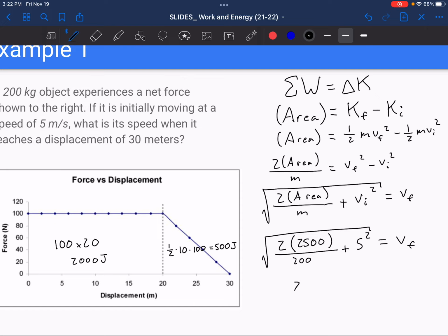And this actually is 25 plus 25. So square root 50, and I hope I did this right. 7. That is not a very big change in velocity. Okay, so there we go. And I hope I didn't make a mistake. It seems like a pretty small increase in velocity.